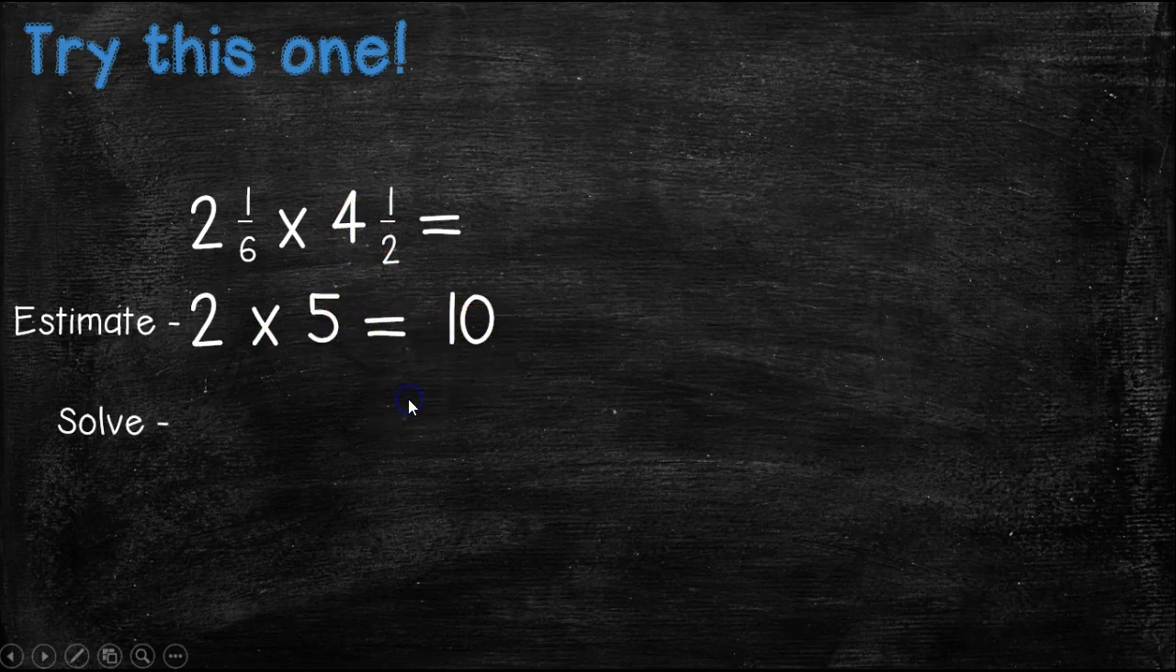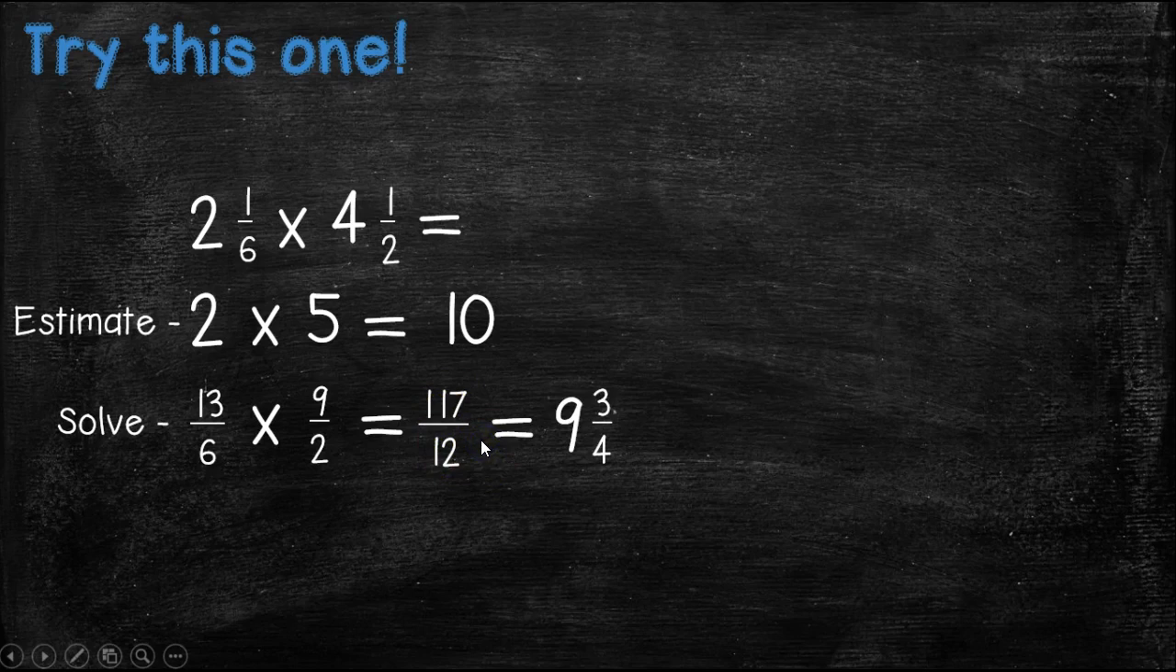Now if we were to solve it, we would change 2 1/6 into 13/6. Then we would change 4 1/2 into 9/2. Multiply that together, we get 117/12. But this is an improper fraction, so we need to change it to a mixed number. So we would do 117 divided by 12, which gives us 9 3/4. If you didn't get that answer, go back and check your math and see what you did wrong.